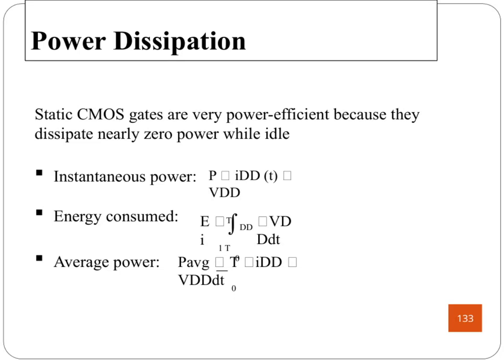Let's talk about power dissipation in static CMOS gates. One of the main advantages of these gates is their power efficiency, especially when they are idle. They consume almost no power during these periods.